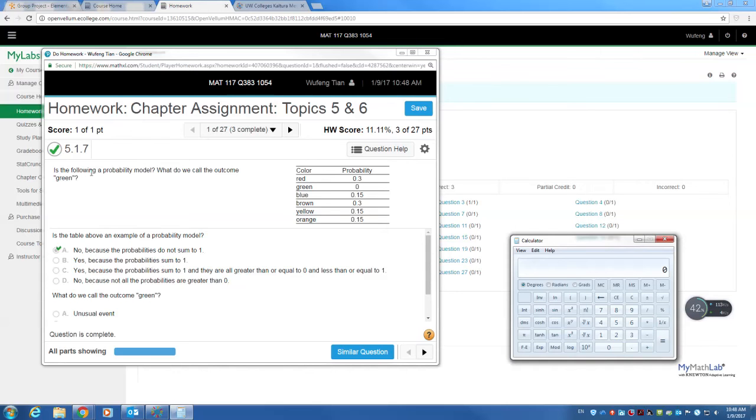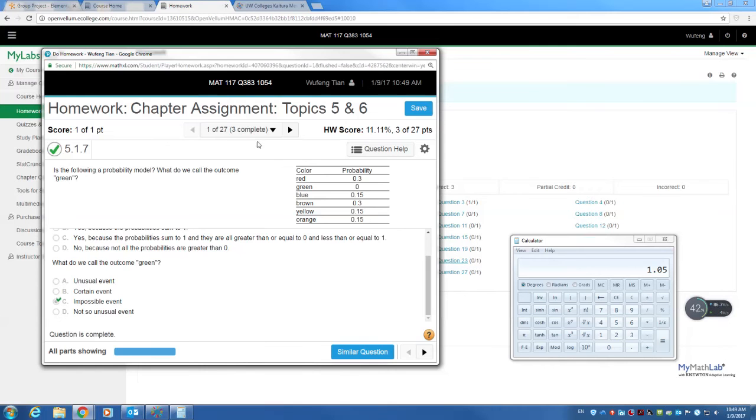So, is the following a probability model? For a probability model, you add all the probabilities together. If it equals 1, it's a probability model. If it's not, it's not a probability model. So 0.3 plus 0 plus 0.15 plus 0.3 plus 0.15 plus 0.15 equals 1.05. So it is not 1, so it is not a probability model.